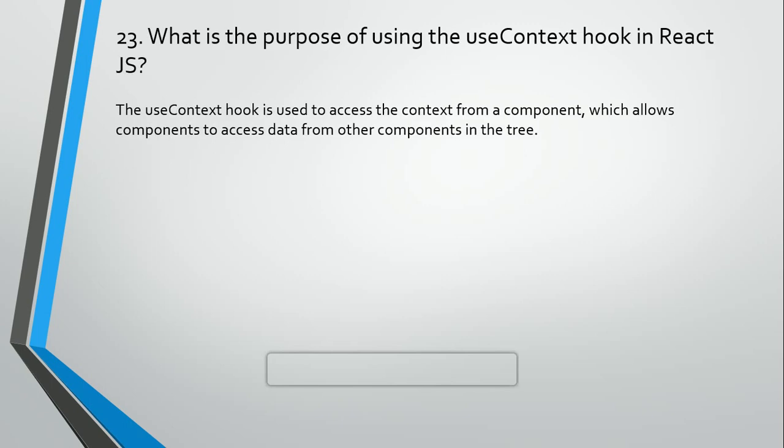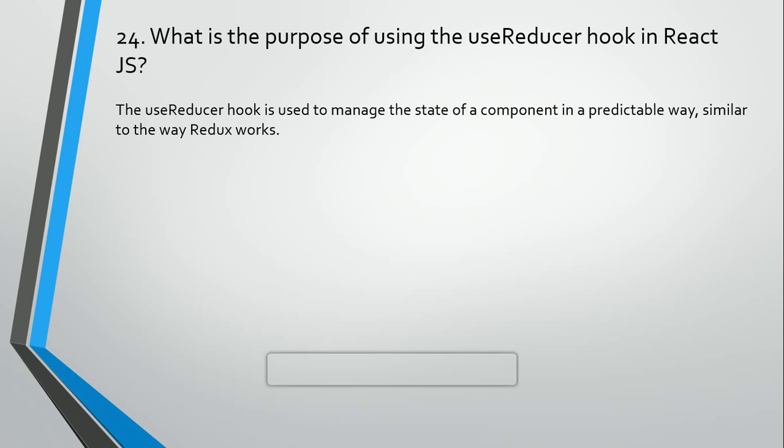Question number 23. What is the purpose of using the useContext hook in reactjs? So look, the useContext hook is used to access the context from a component, which allows a component to access data from other components in a tree. So maybe you are familiar with the concept of useContext, that we use as an alternative to redux and other state management techniques. What is the purpose of using the useReducer hook in reactjs?